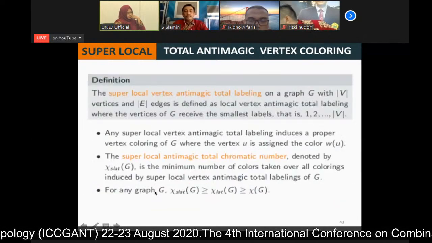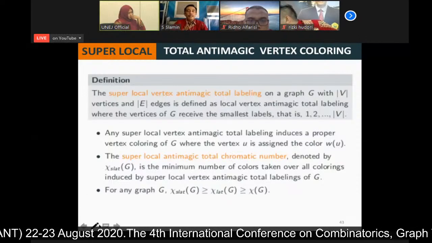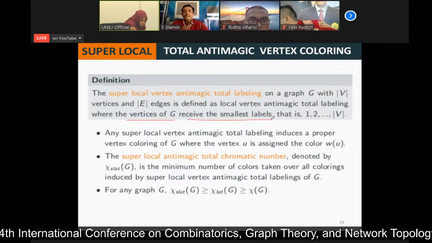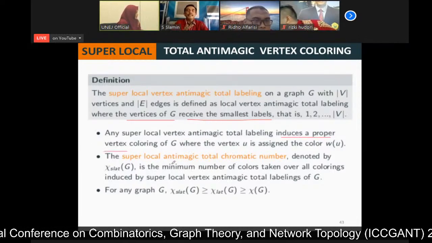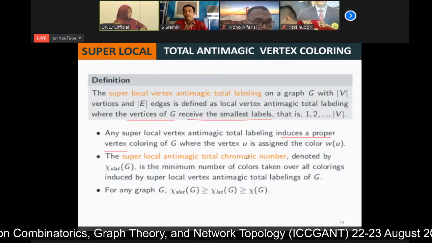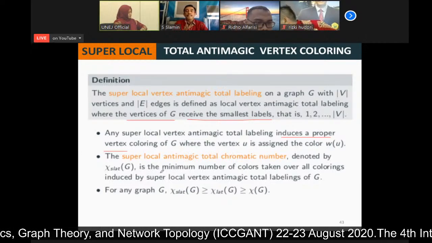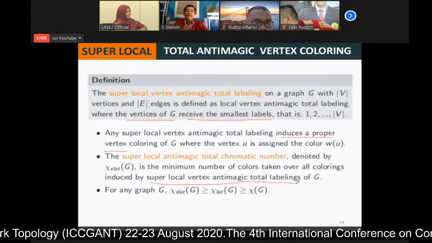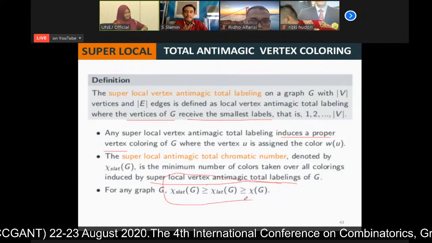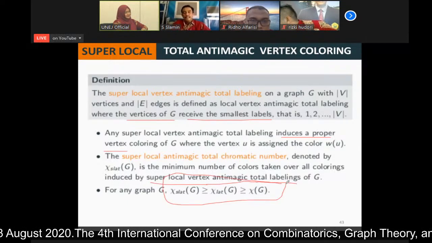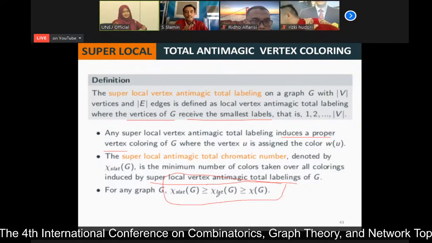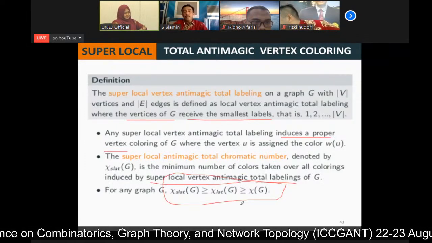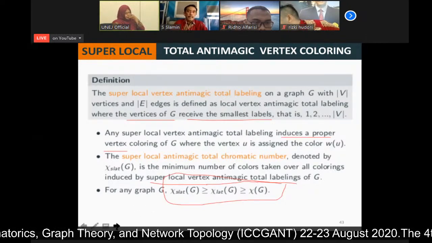The next one we call super. Super means that the vertices of G receive the smallest labels. This also induces a proper vertex coloring, and we have the super local anti-magic total chromatic number denoted by chi-slat of G, the minimum number of colors taken over all colorings induced by super local anti-magic total coloring of G. And we have this relationship: chi-slat of G must be greater or equal to chi-lat of G, which is greater or equal to chi-LA of G, which is greater or equal to chi of G, the chromatic number of G. Okay, this is the example.